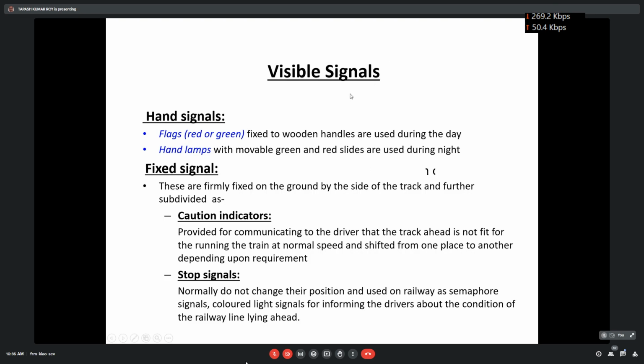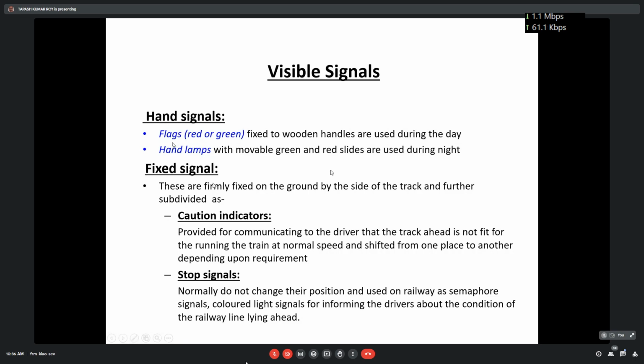Thereafter, the visible signal. Obviously, the driver can see this type of signal, and it is divided into two categories: hand signal and fixed signal. Hand signal, you have seen, the station master or a person of the station master will show some signal by hand when a train is coming. It can be done by means of a flag or a lamp. At night time, usually the flag is not visible, that is why a lamp is used. It has green, red, etc. light. Just by changing these, the station master shows the signal, so the driver can move the train considering the type of signal.